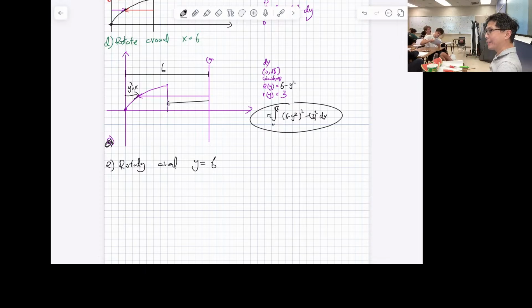Rotating around y equal to 6. It's a horizontal line, by the way. It's rotating around that horizontal line. So is that dx or dy? Is it disc or washer? What are the boundaries?